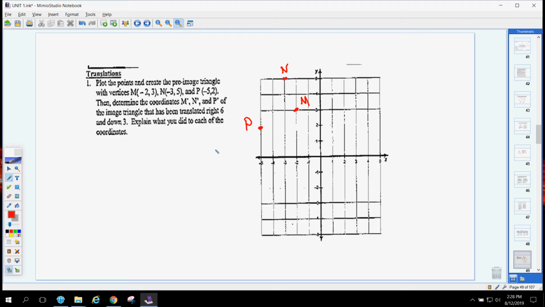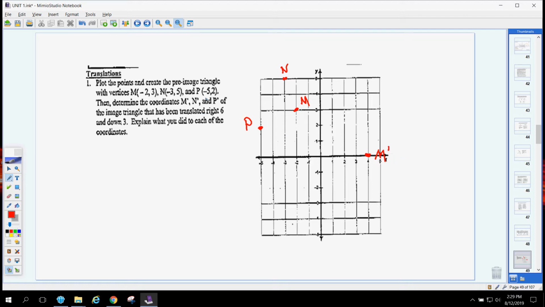And it says to translate the coordinates to M prime, N prime, and P prime if we translate it right 6 and down 3. So we'll go to each one and just go right 6. We'll do M first. 1, 2, 3, 4, 5, 6, and then down 3. 1, 2, 3. We're sitting at 4, 0 here, which will be M prime, and it's 4, 0.